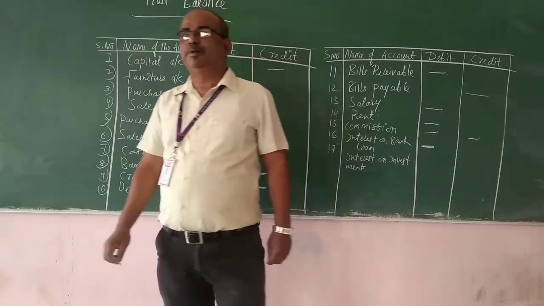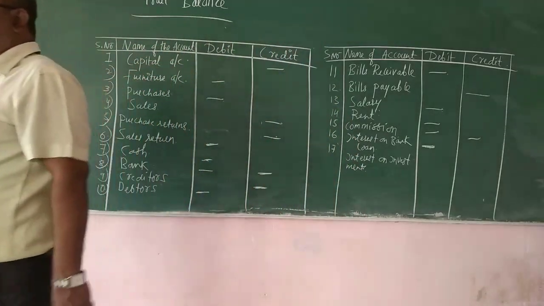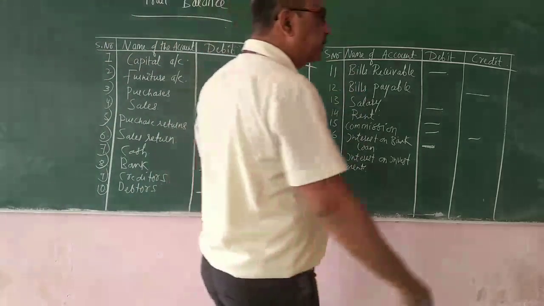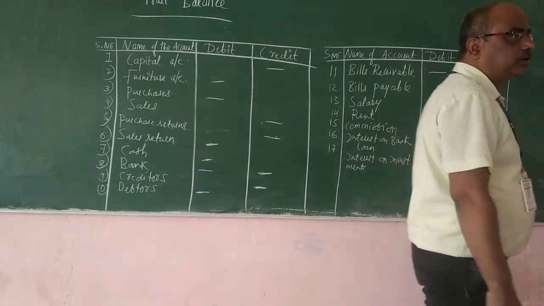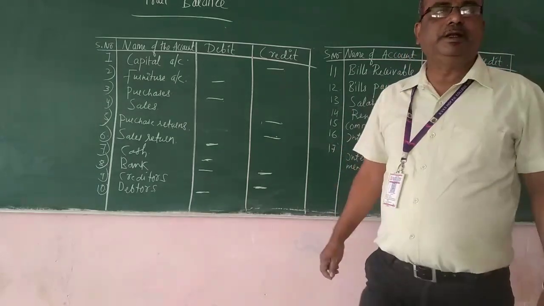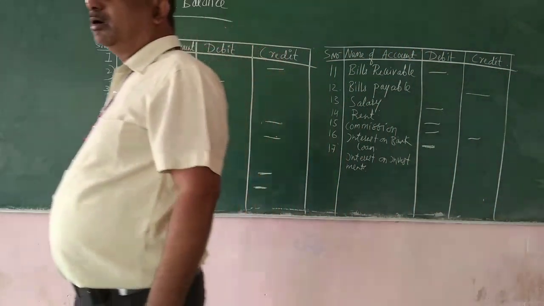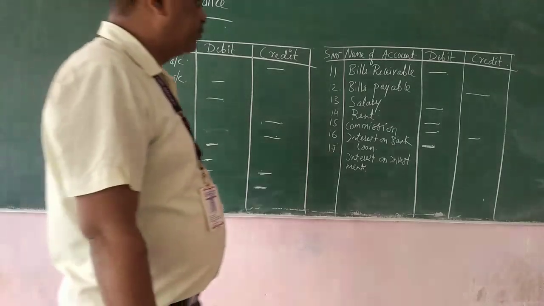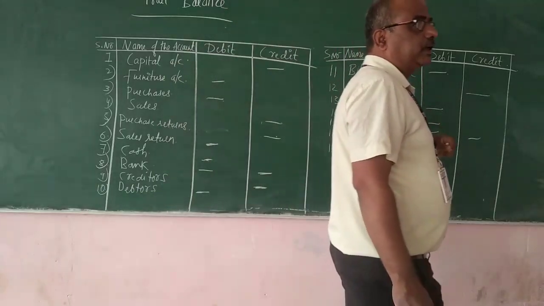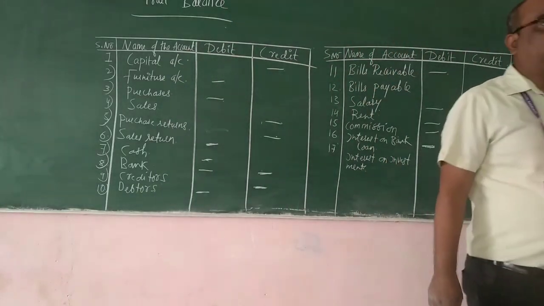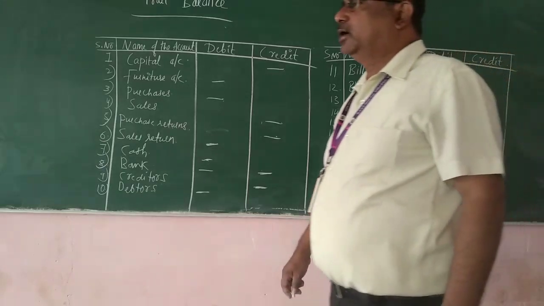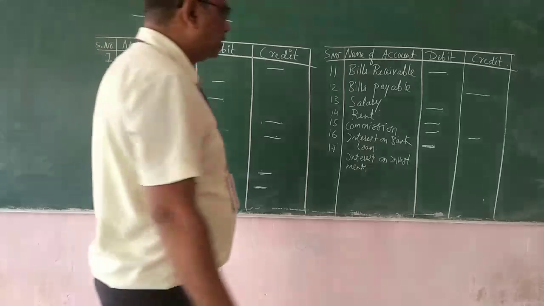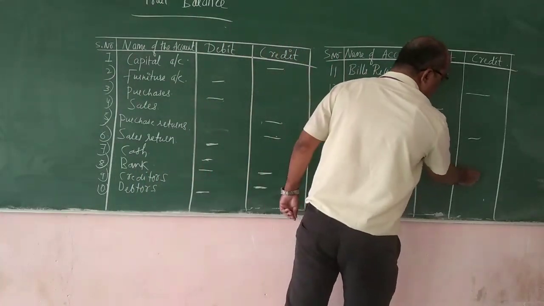Or interest on fixed deposits. If there is any income from your investment, for example, you have invested in debentures, or in any shares, or in fixed deposits or any other scheme, and you are receiving interest on that, that will be an income and it will be credited in the trial balance.